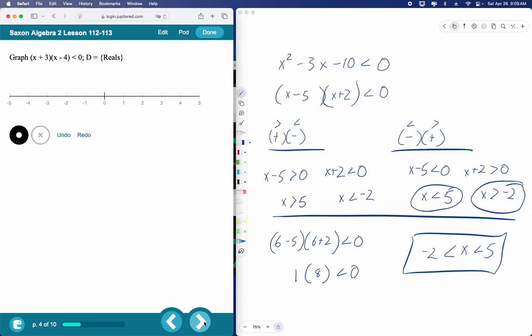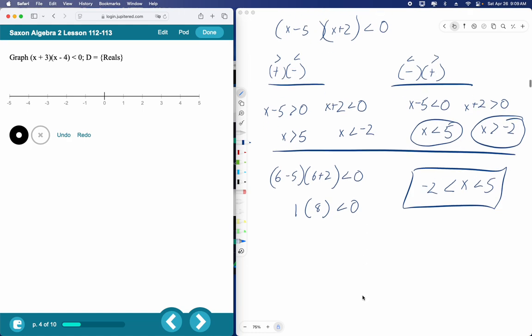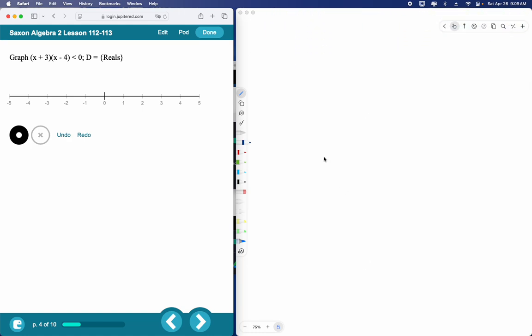All right, you see how that kind of works? It's not hard. I promise you it's not hard. It's just a little tedious because you have to go through the process. At least this one is already factored for us, which makes life a lot faster. Less than 0, and it's reals, so we can draw lines.